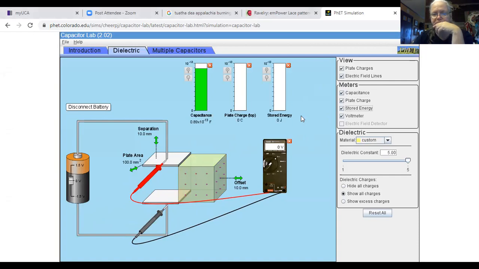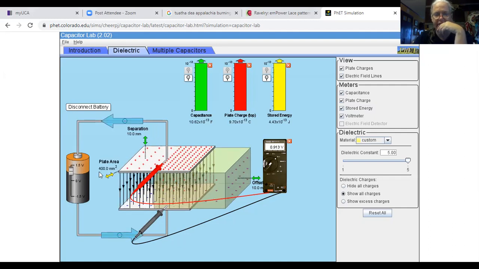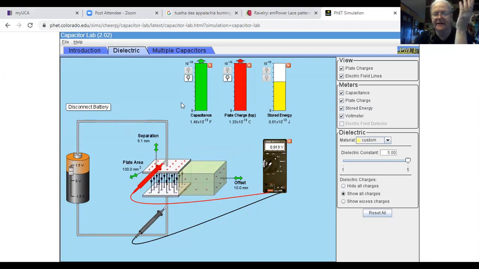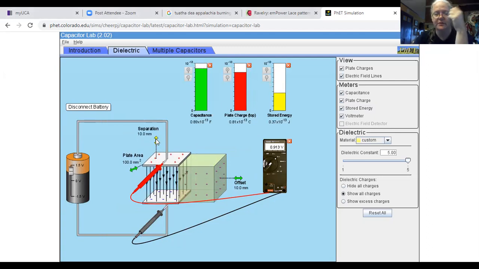All right, so right now, if I turn my battery back up, you'll notice it does the same thing as it did before. It has the charges flow onto the plate and it establishes whatever voltage it is. I can move my plate area and that doesn't change my voltage. I can move my separation in and out and that doesn't change my voltage. But what that does change is the capacitance because I'm changing the geometry, and the stored energy and plate charge because I can put different amounts of charges on there. Okay, so let me just go back to right there.